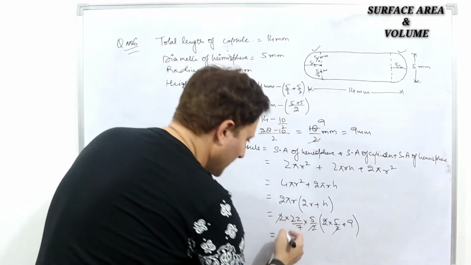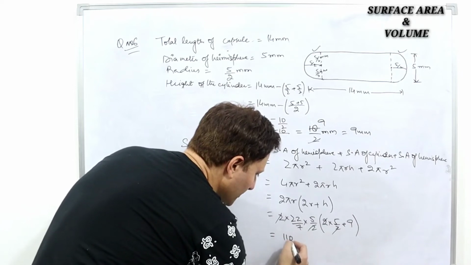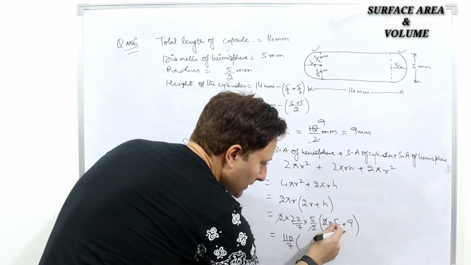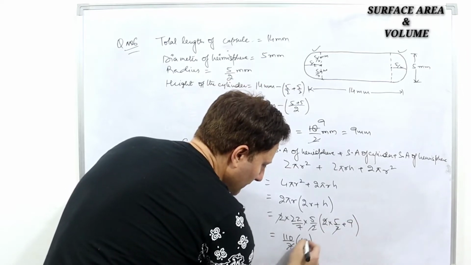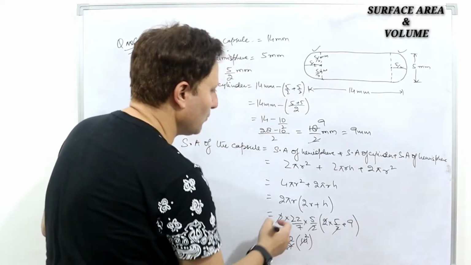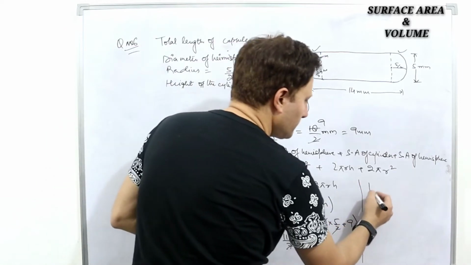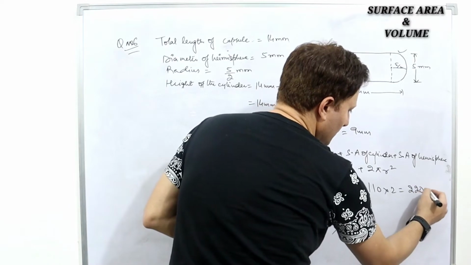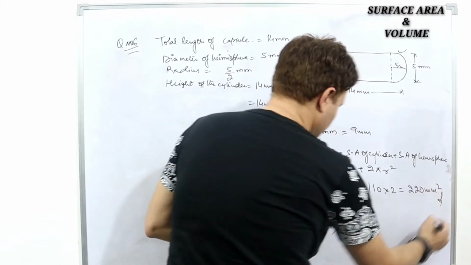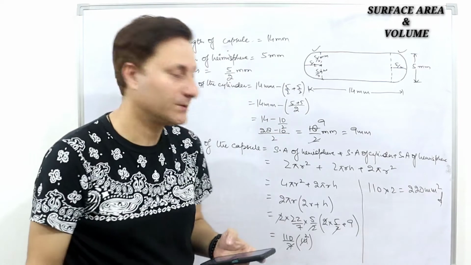Now what do we have? We have 22 into 5, that is 110 upon 7. Then here we have 5 plus 9, that is 14. 7 twos are 14. So 110 into 2 is 220 millimeter square. That is your answer. Clear, guys?